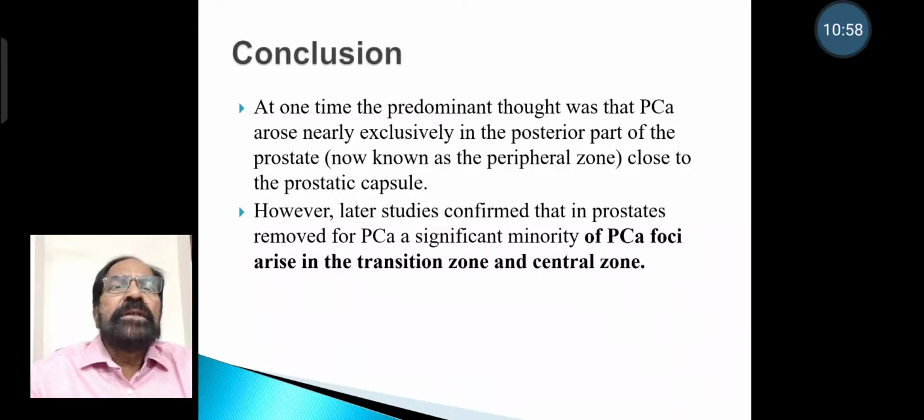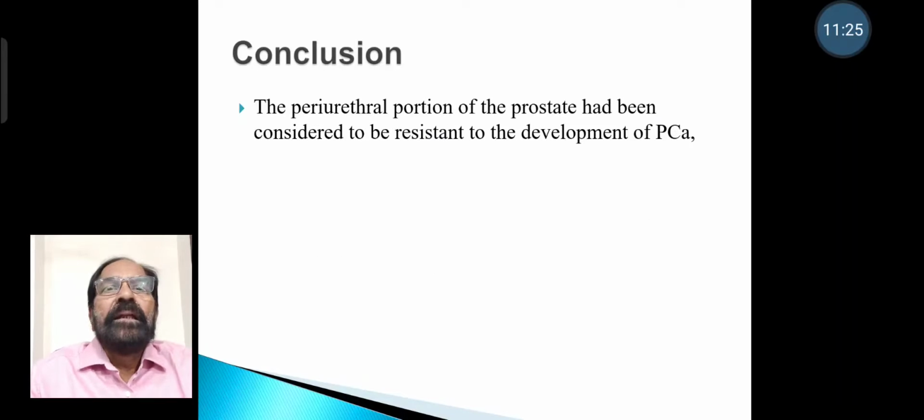At one time, the predominant thought was that prostatic carcinoma arose nearly exclusively in the posterior part of the prostate, now known as the peripheral zone, close to the prostatic capsule. However, later studies confirmed that in prostates removed for prostatic carcinoma, a significant minority of carcinoma foci arise in the transition zone and central zone. The periurethral portion of the prostate has been considered to be resistant to the development of prostatic carcinoma.